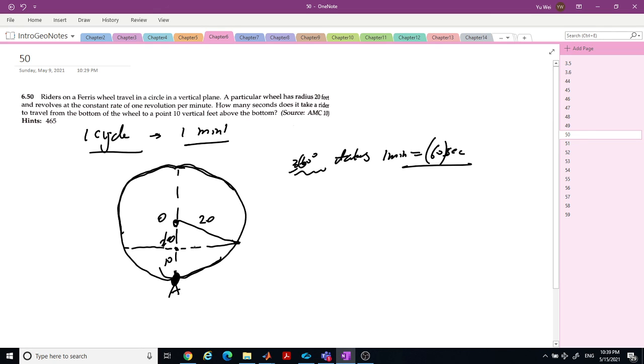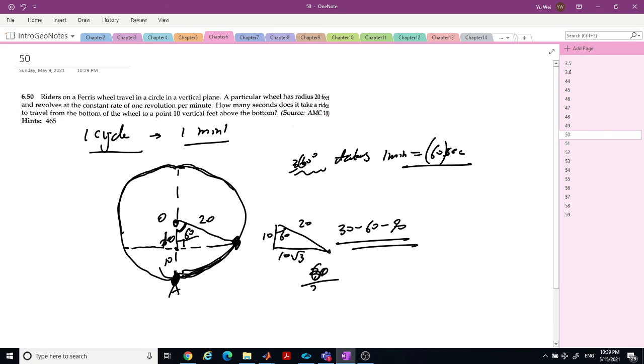So the question is asking about this point, so we want to know this angle. This is the Pythagorean setup: 10 and 20 is 1 over 2, so this is basically a 30, 60, 90 triangle. So you know this angle is 60, and this arc is 1/6. 60 over 360 degrees is 1/6 of a cycle. One cycle is 60 seconds, so it takes 10 seconds.